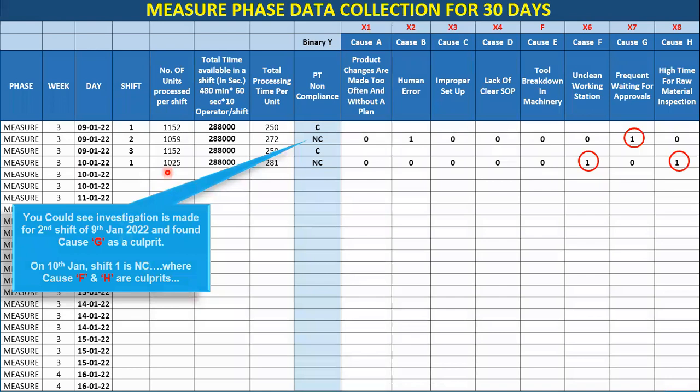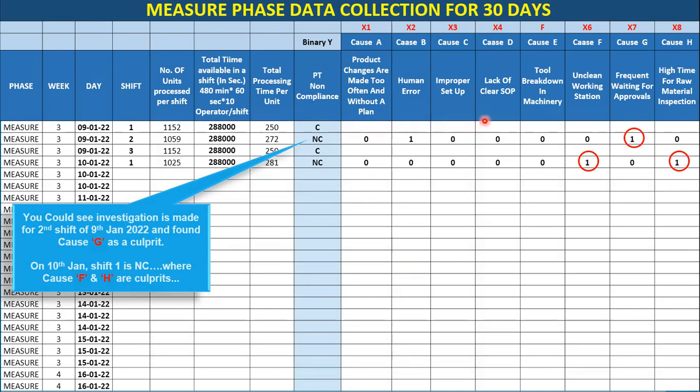Right. So take an example here. On the very first day, 9th of January, shift number 1, the total number of units produced was 1,152. Total available time, since 10 individuals are working, was 288,000 seconds. Total processing time is 288,000 divided by 1,152, which gives me 250, which is less than the client given target of 270 seconds, and that is why this is C, compliance.